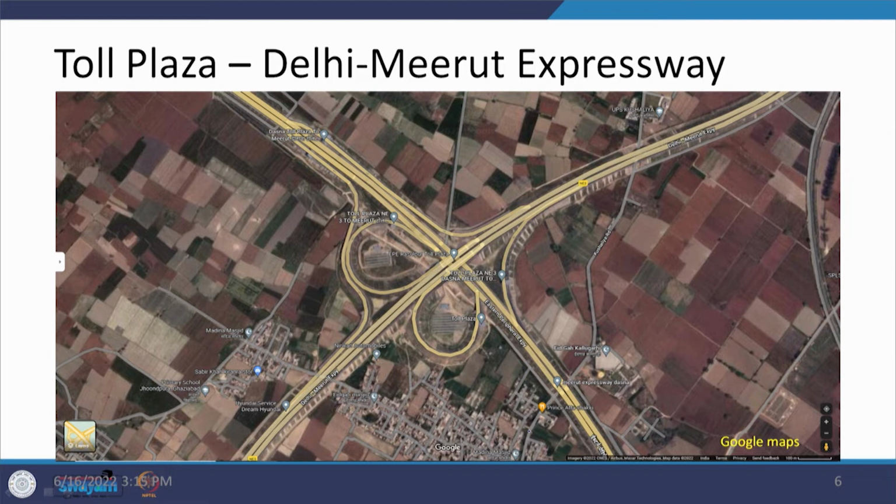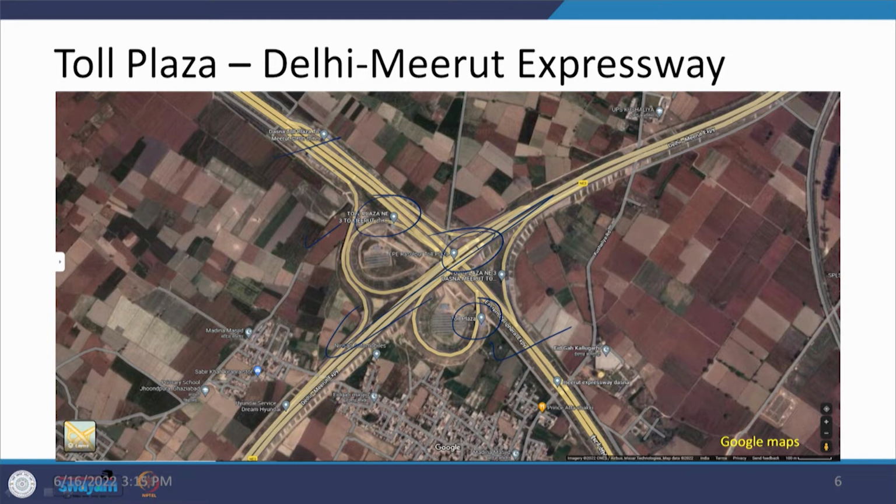Say this is the Delhi Meerut expressway. Here also we can see that this is one location, there is another location here, then we have one location on this highway itself which is going in this direction. So, again these have been placed strategically, so that the in and out movements are controlled and nobody is escaping the fee.